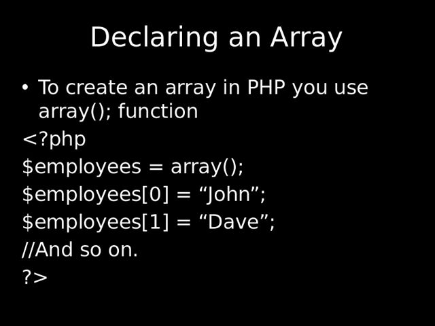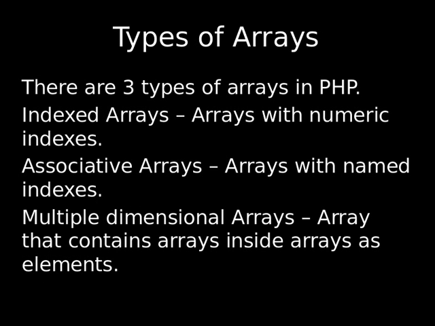Types of arrays. There are 3 types of arrays in PHP. Indexed arrays, arrays with numeric indexes. Associative arrays, arrays with named indexes. Multidimensional arrays, arrays that contain arrays inside as elements.